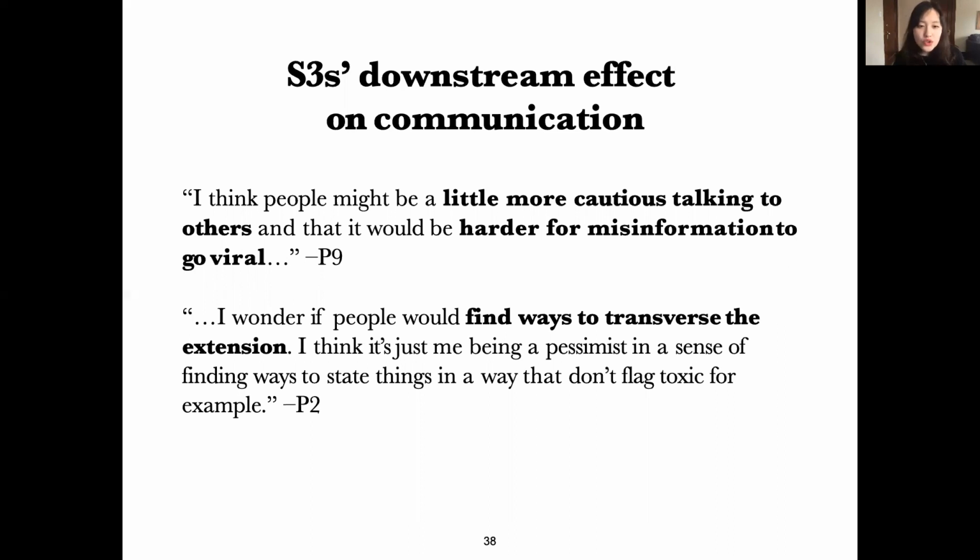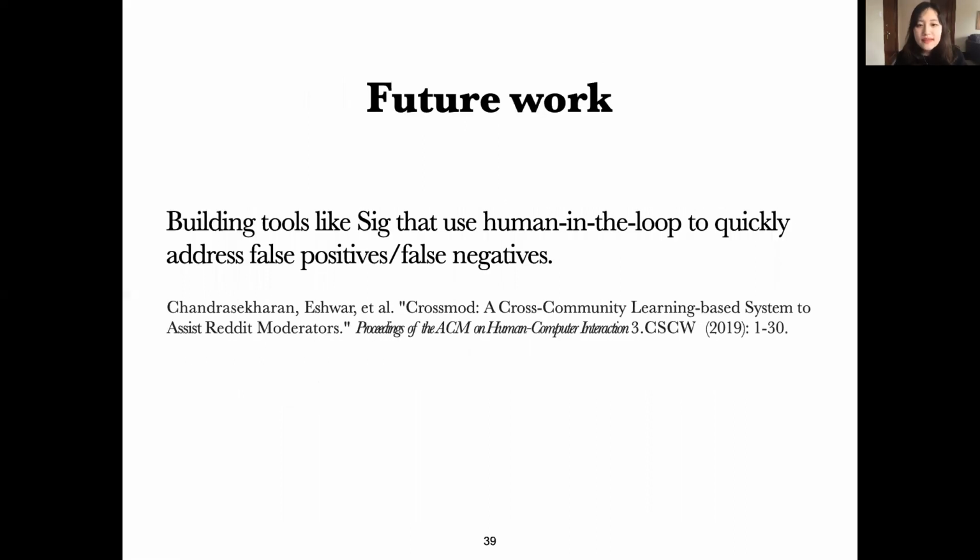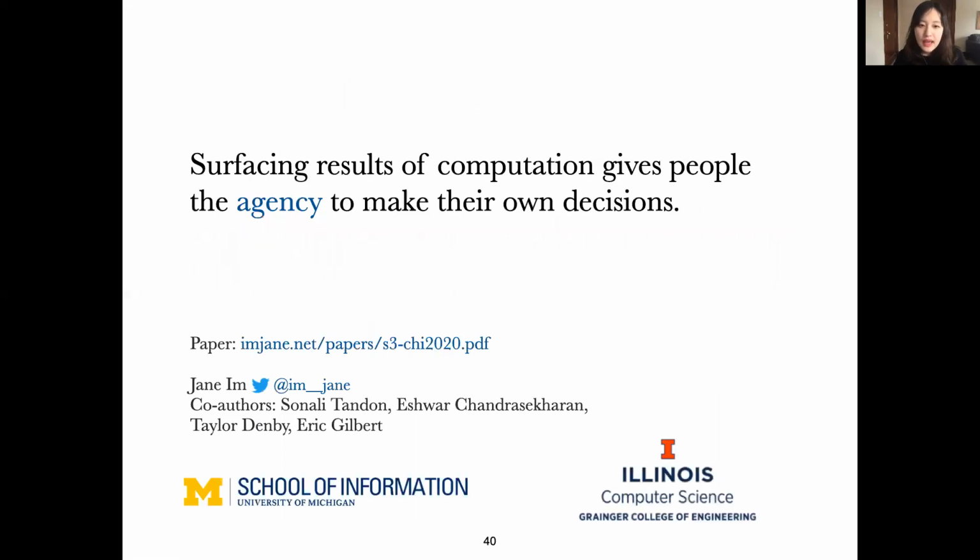I think our work shows that tools like SIG give people the agency to make decisions by showing them the results of computation. But at the same time, there are limitations because algorithms aren't perfect. So I think one line of future work that will be interesting is to build tools like SIG that use human in the loop to quickly address false positives and false negatives. And I would like to end my presentation by saying that I think our work shows surfacing results of computation gives people the agency to make their own decisions, and people are generally interested in such opportunities. And thank you.